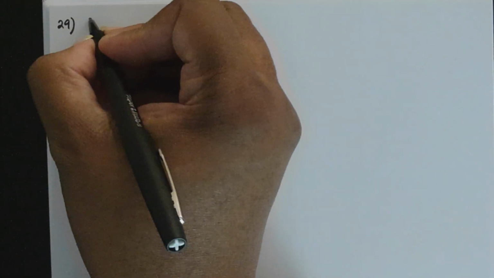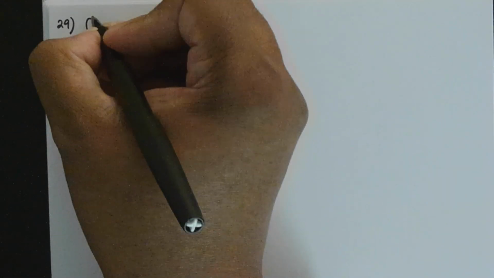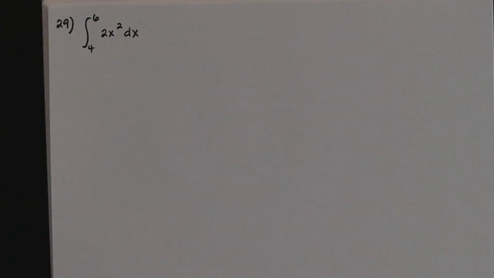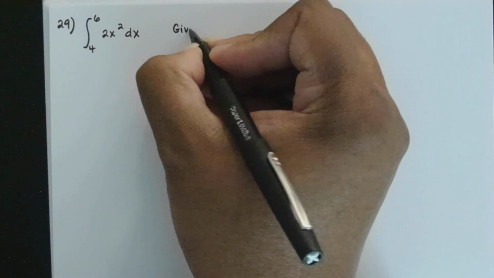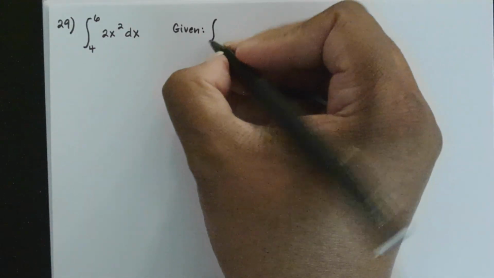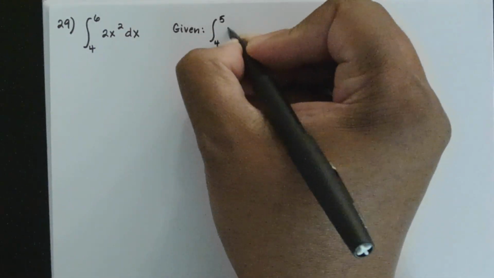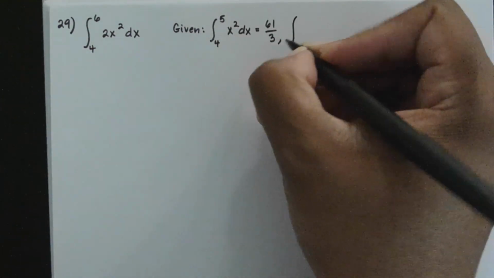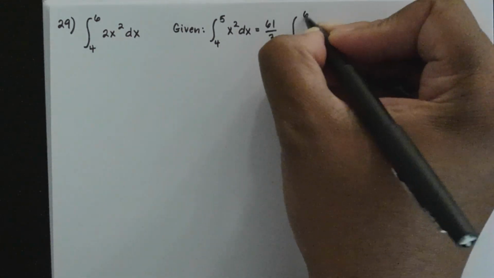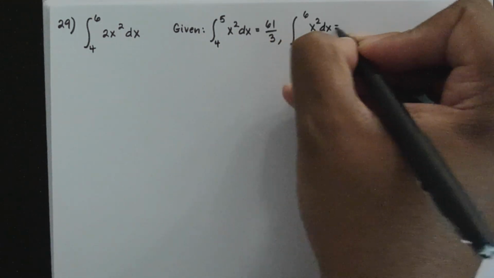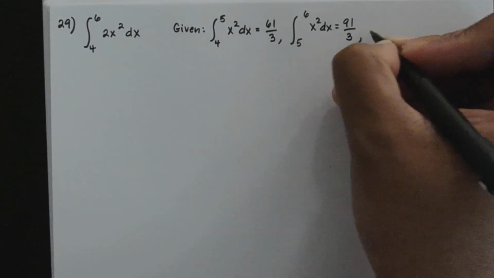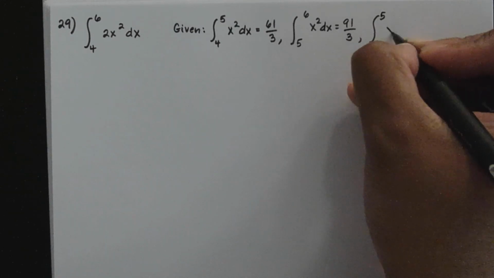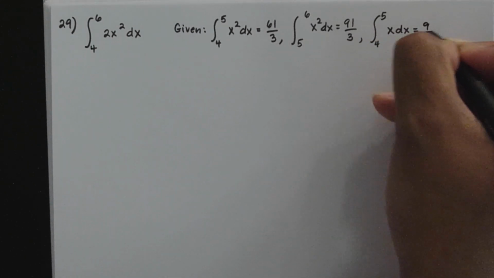Is this. They want you to calculate the integral from 4 to 6 of 2x squared dx, and you're given this: the integral from 4 to 5 of x squared dx, that's equal to 61/3, and then the integral from 5 to 6 of x squared dx, equaling 91/3, and then the integral from 4 to 5 of x dx, equaling 9/2.